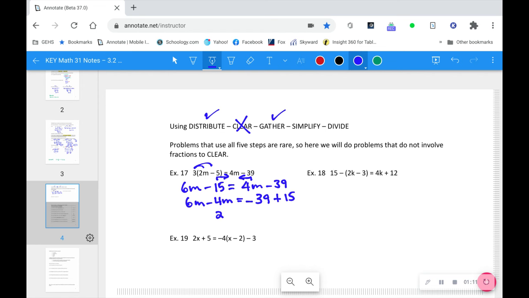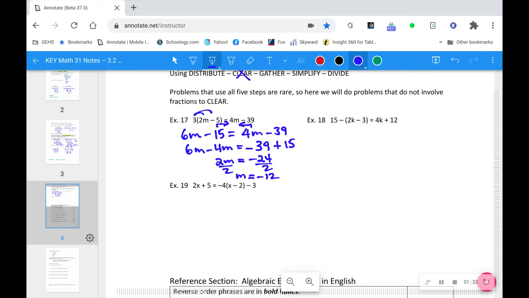Simplify, we get 2m over here when you combine those. And on the other side, you get negative 24. And finally, you divide by 2 on both sides. So that takes you down to m equals negative 12.